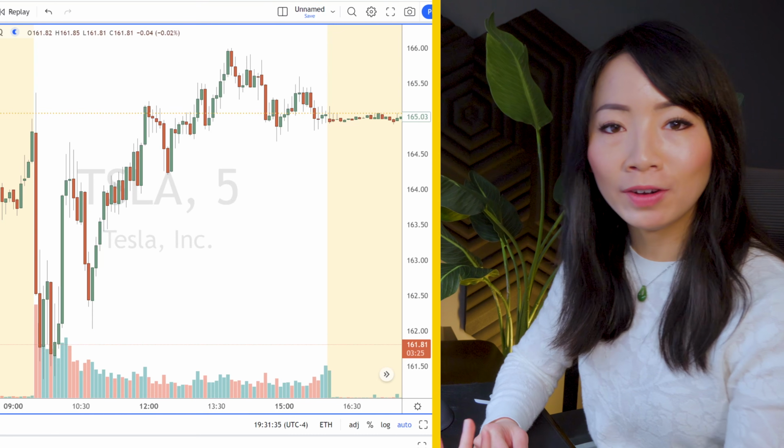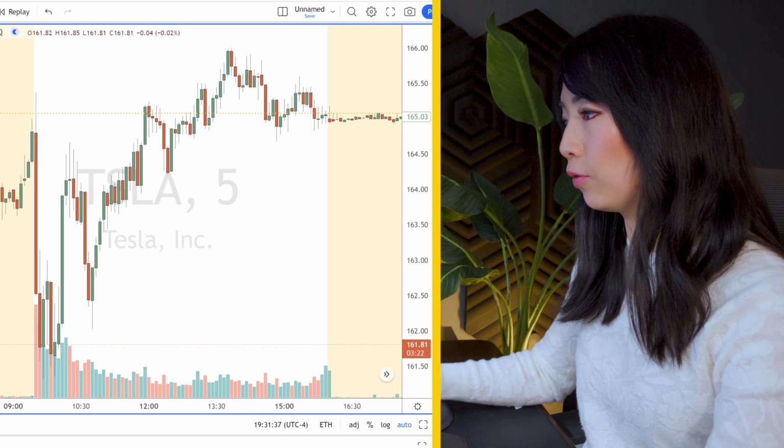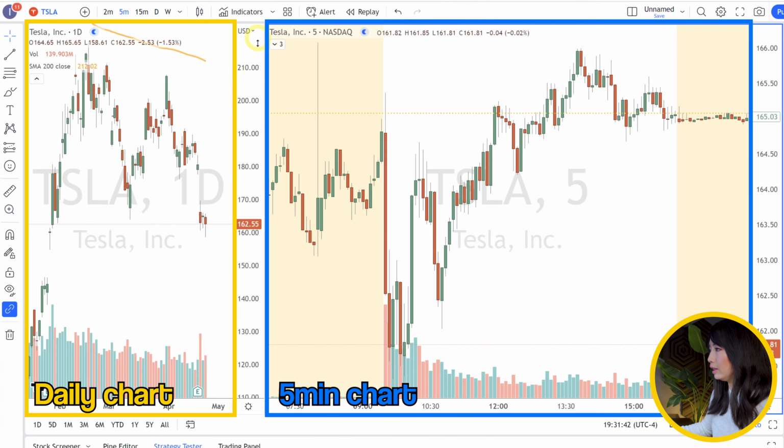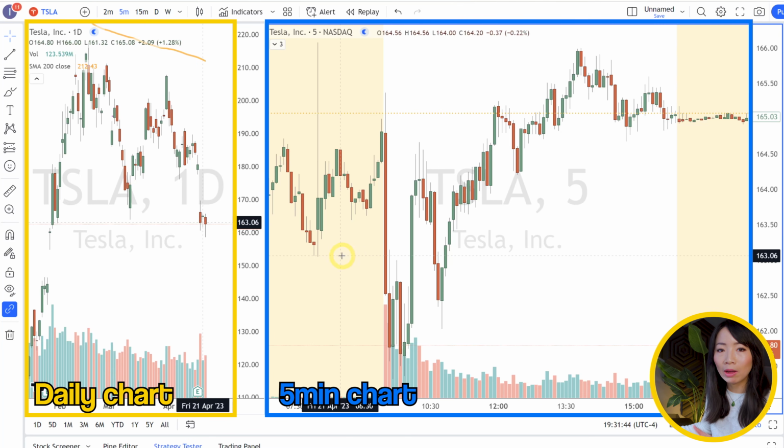Okay, let me show you how to set up this VWAP indicator on your trading platform. Okay, so over here, you're looking at my TradingView platform. I have my daily chart on the left-hand side here for Tesla stock and intraday 5-minute chart. This is how I recommend you to set up your chart layout.